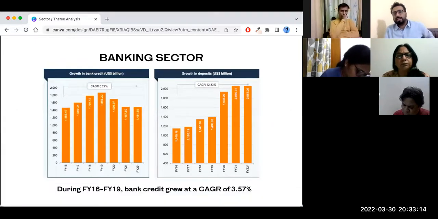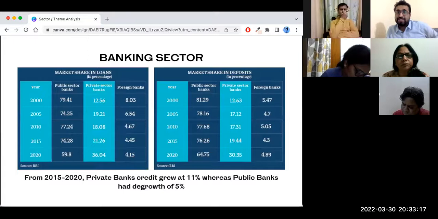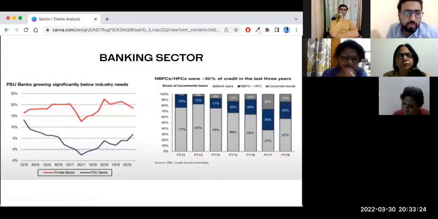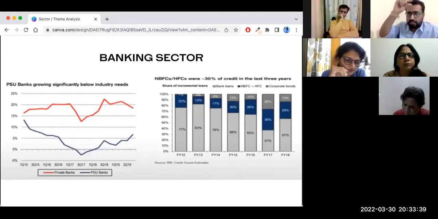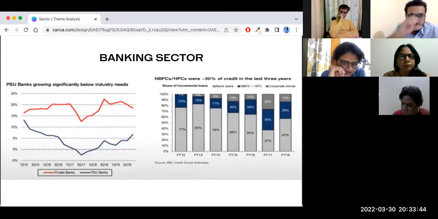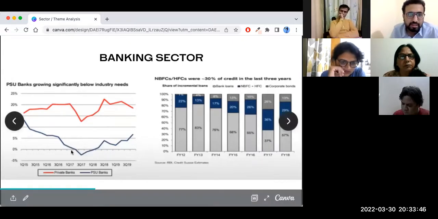I have done the calculation on my own and calculated 3.5%. All right. So 11% for private banks is better than 3.5%, but not that interesting. Let's study this even more. If you look at the left chart, the red line is private banks, and the graph shows the year-on-year growth rate of the private banking pie and the public banking sector, right? So the public banking sector has been having a degrowth. Many times it had a degrowth of -2%, -5%, whatever.